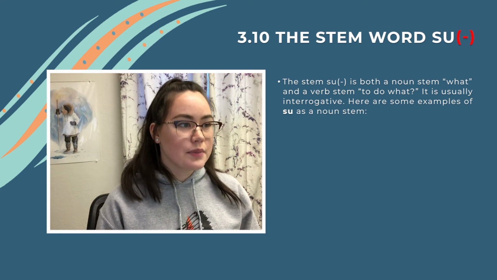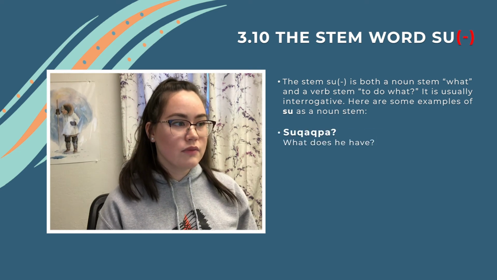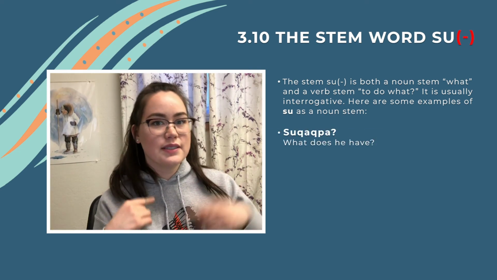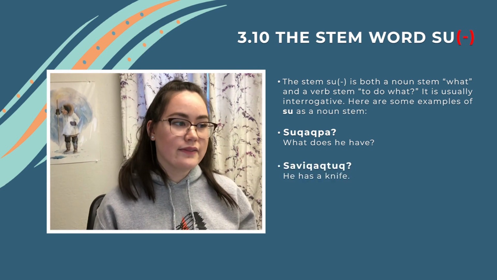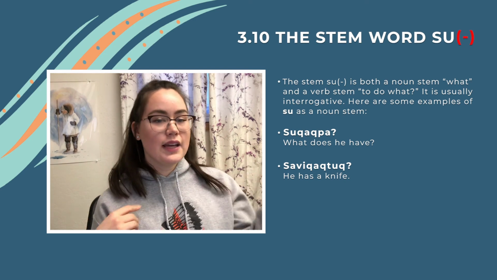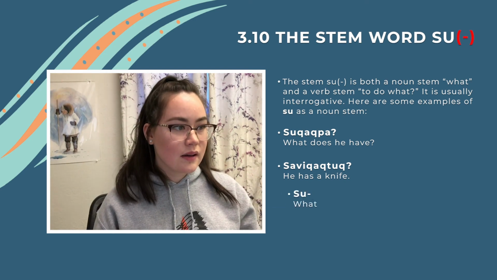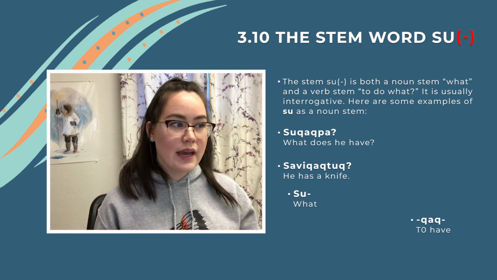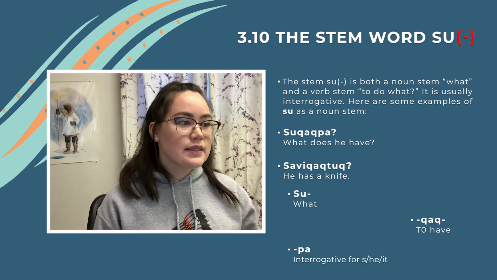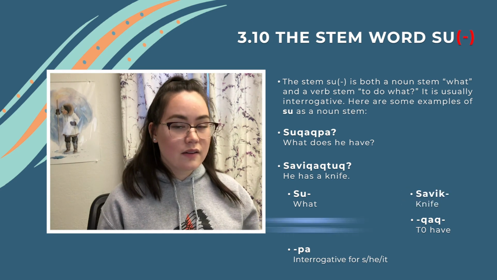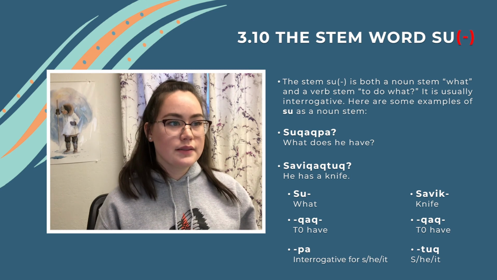Here are some examples of su as a noun stem. Su kakba. What does he have? What does she have? What does it have? Savikakduk. He has a knife. It has a knife. She has a knife. Su means what. Kak means to have. And the ending pa is an interrogative for she, he, or it. Savik is a knife. Kak means to have. Duk is he, she, or it.